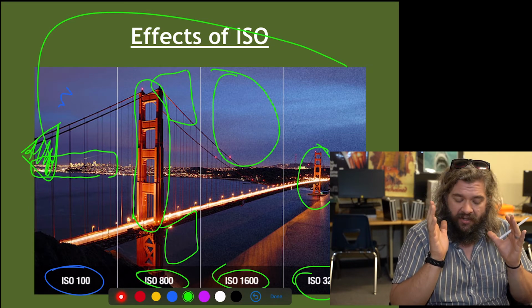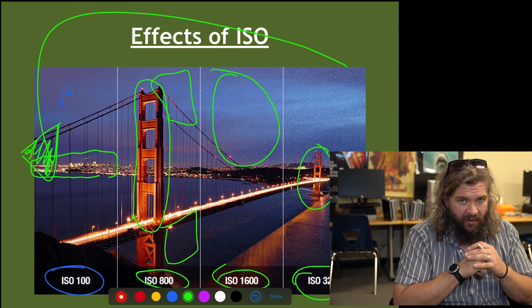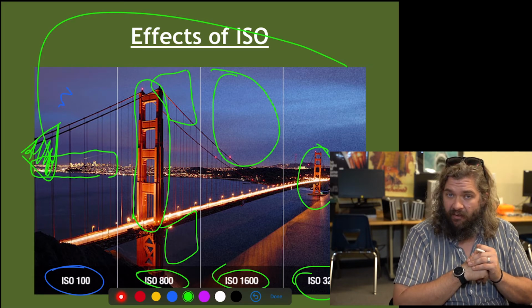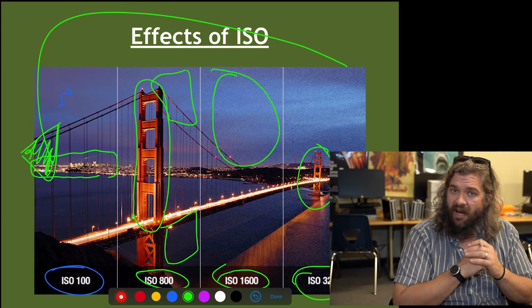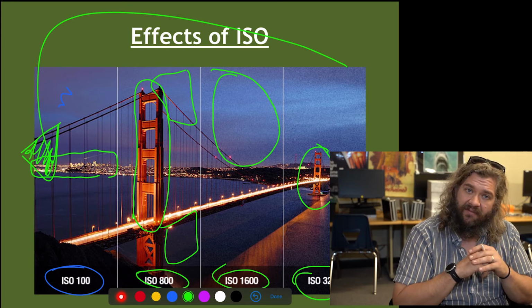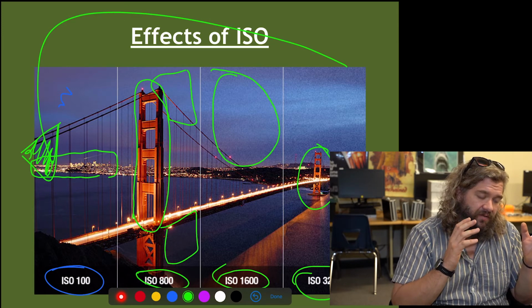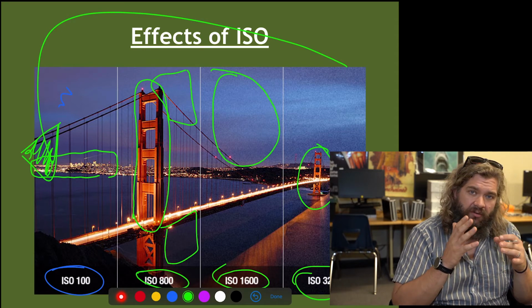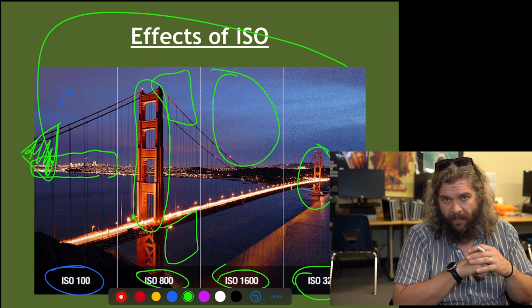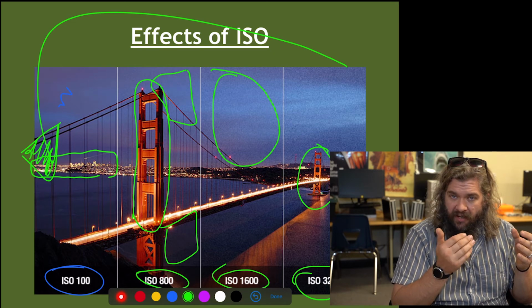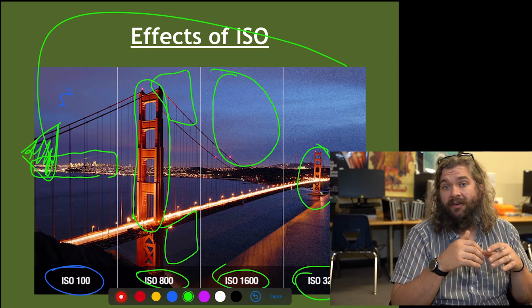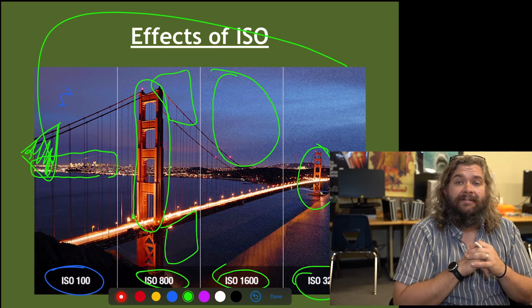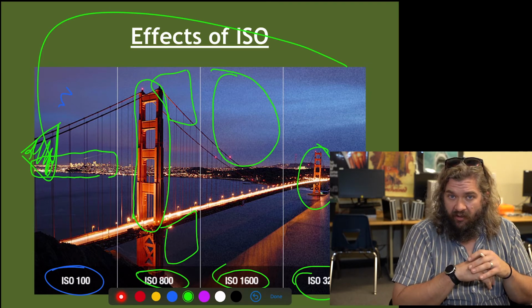So, I would encourage you for this time right now, if you're in my beginning photo class, have your ISO set to auto. If you're in my advanced photo class, I would encourage you to photograph with your ISO at 100 if possible, no higher than 800 if possible. Always manipulate your shutter speed and aperture to make sure you are not overexposing or underexposing your image.